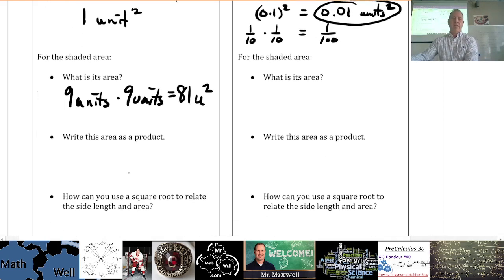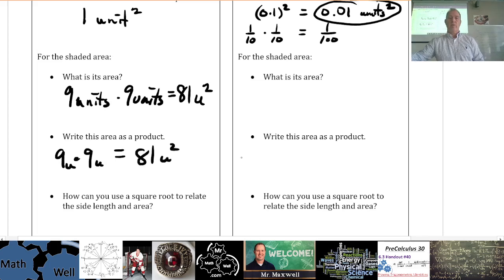Okay, so what is the area as a product? Well, I guess we kind of already did that, right? The area as a product would be 9 units times 9 units equals 81 units squared. So the product would be 9 times 9.